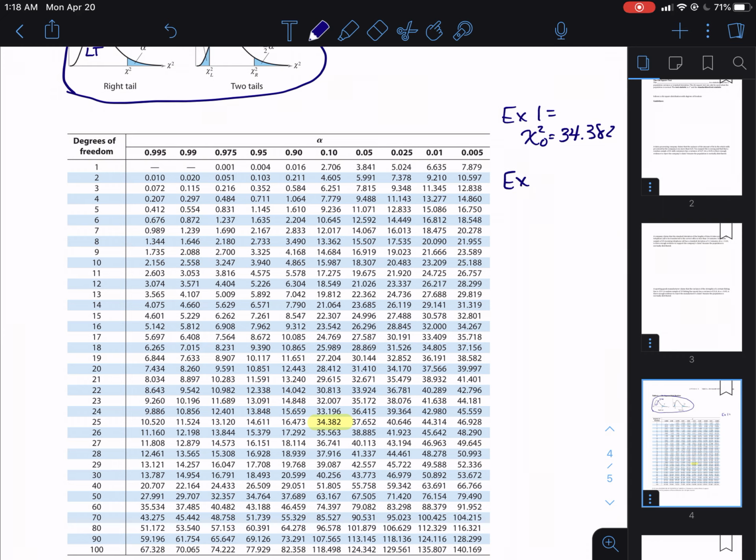Okay, example 2, we're looking at left-tailed, and n equals 11, and alpha equals 0.01. So what we're going to look at here, we want degrees of freedom of 10, and if alpha equals 0.01 and it's left-tailed, we want to look at 1 minus alpha, which would equal 0.99. So if we look at 0.99, go down to 10, and we have 2.558.